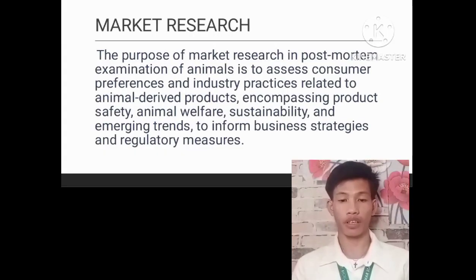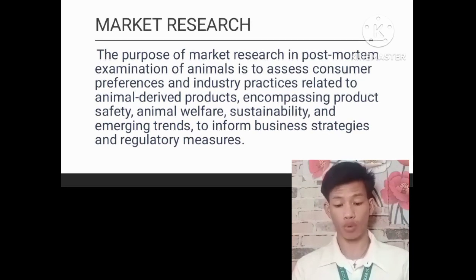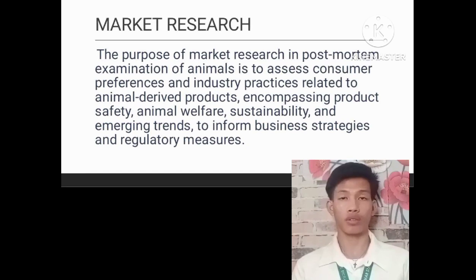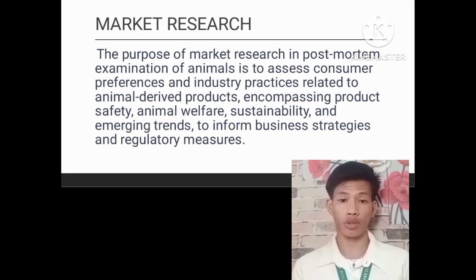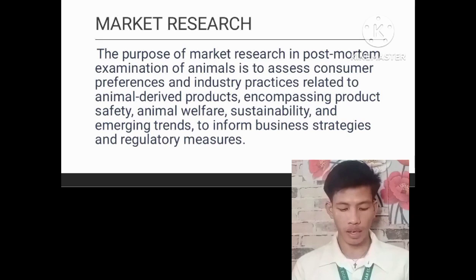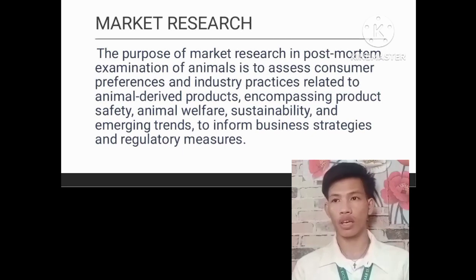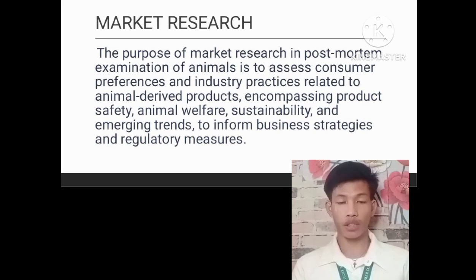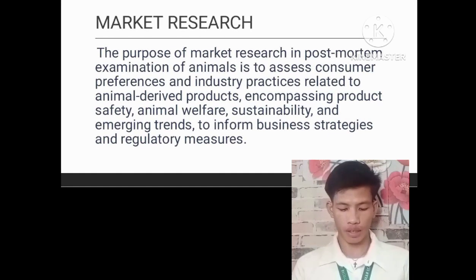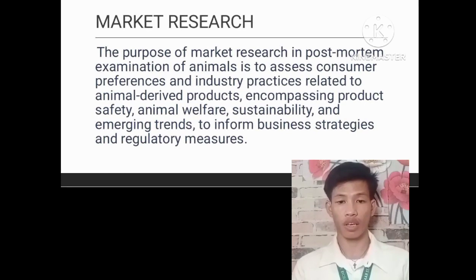Next is the market research. The purpose of market research on post-mortem examination of animals is to assess consumer preference. So, consumer preference includes here the taste or the satisfaction of the product after they bought it. And industry practices includes here the common procedures, methods, standards, and behaviors related to animal-derived products, encompassing product safety, animal welfare, sustainability, and emerging trends to inform business strategies and regulatory issues.